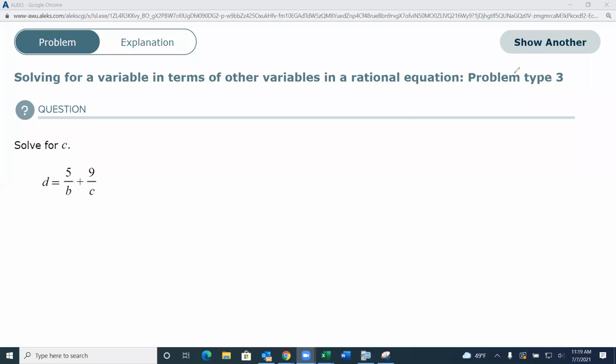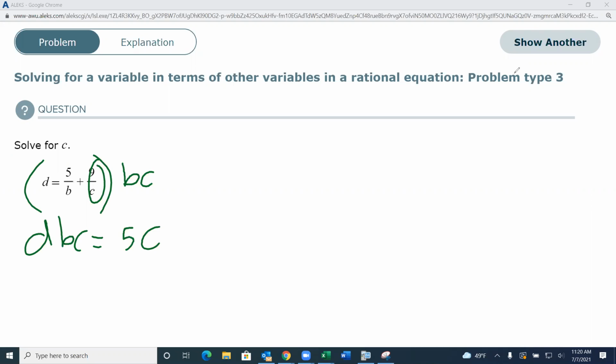All right, so on this one, we're solving for C. So we could just get away with multiplying by C only, but you know what? Let's multiply both sides by the least common denominator and get rid of all the fractions. Okay, so that'll give us DBC equals, and then for this guy, the B's will cancel, and I'm left with 5C. And for this last fraction, the C's cancel, and I'm left with 9B.